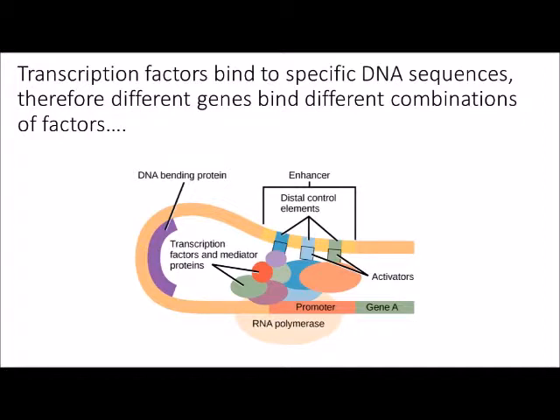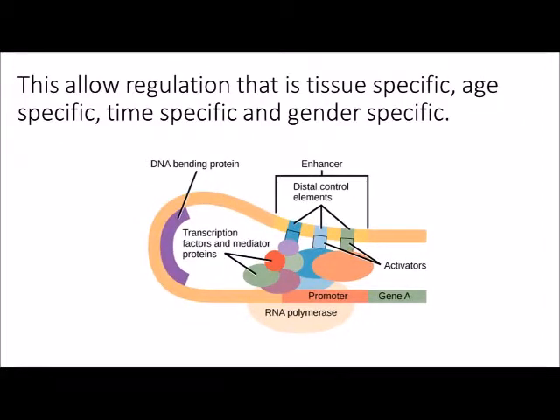So again, different combinations of factors will cause genes to express at different times, and so this allows regulation that is tissue specific, cell specific, age specific, time specific like time of day, and gender specific. There's a huge level of complexity. You don't need to worry about it.